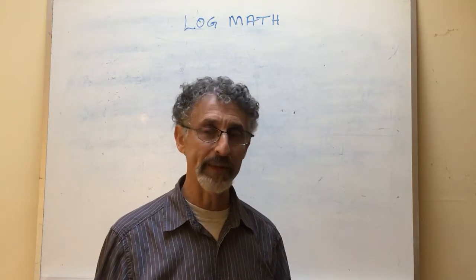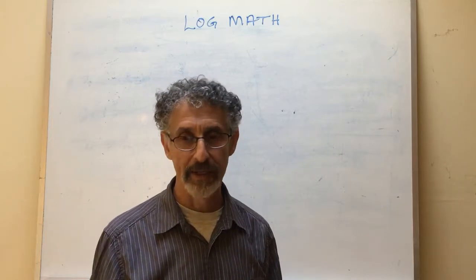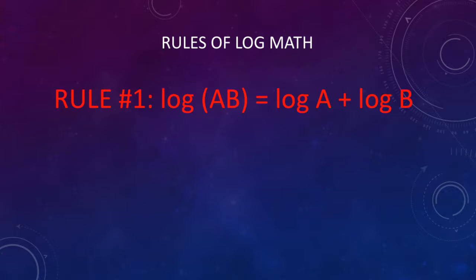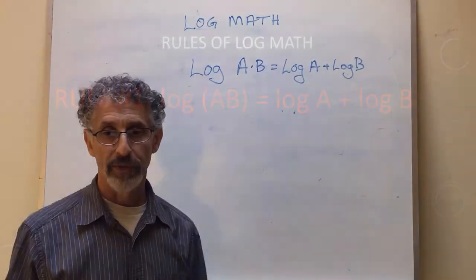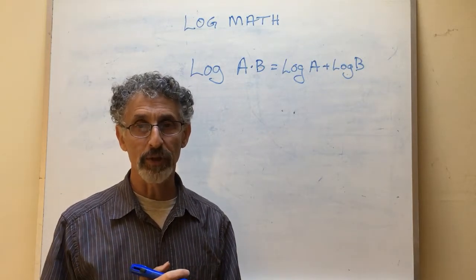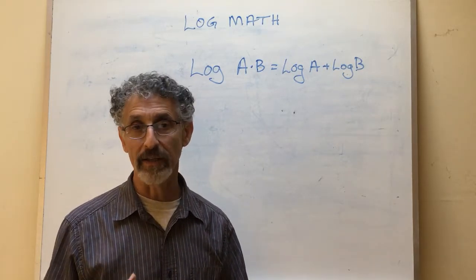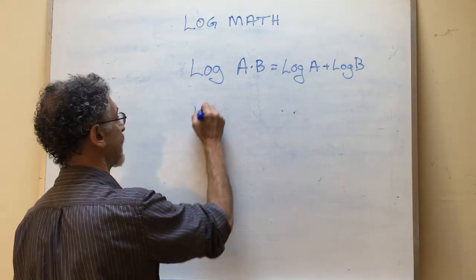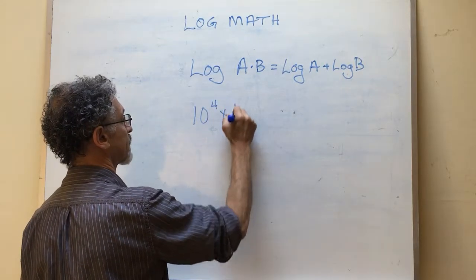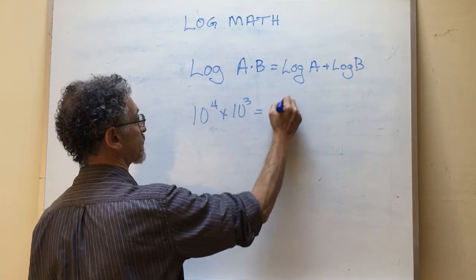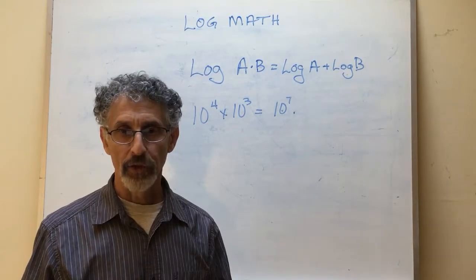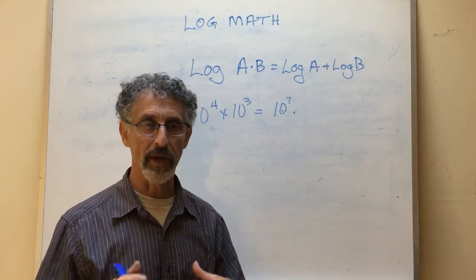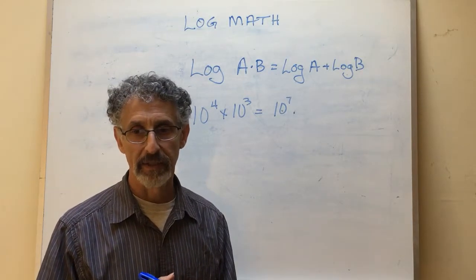So again, first remember that the log is the exponent of 10. So we have rule number 1, log of a times b equals log of a plus log of b. What this means is to multiply numbers with exponents, we add the logs, or we add the exponents. So you should already know that 10 to the 4th times 10 to the 3rd equals 10 to the 7th. You've done this already. You know that when we multiply numbers with exponents, we add the exponents.